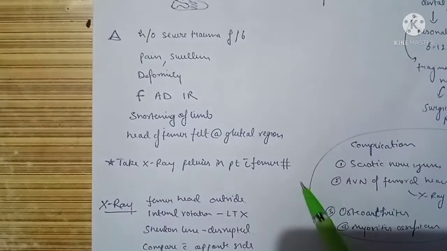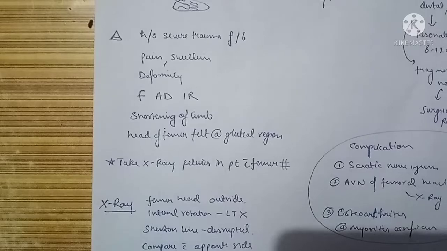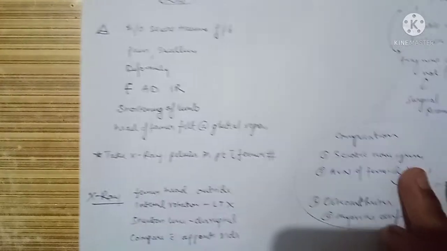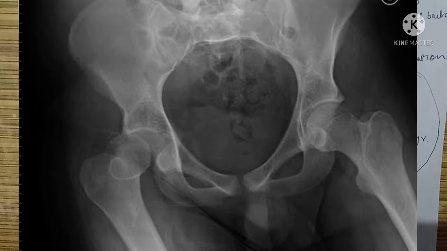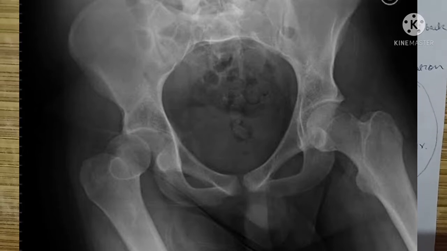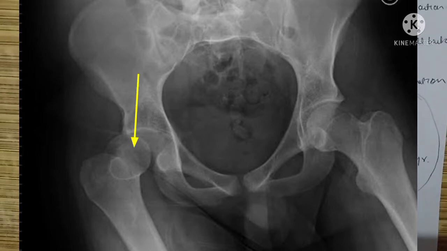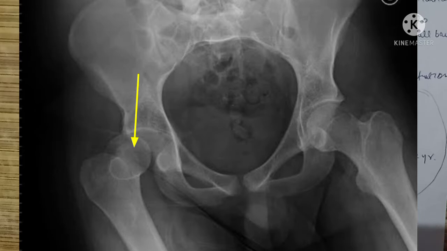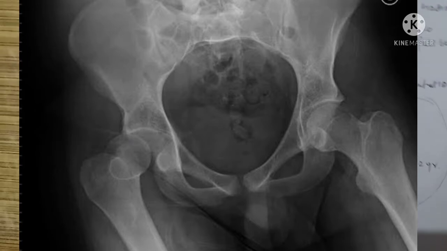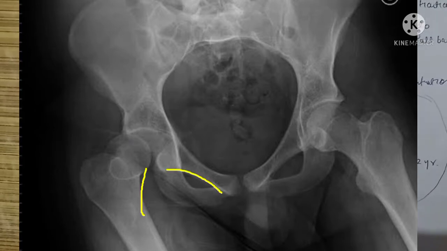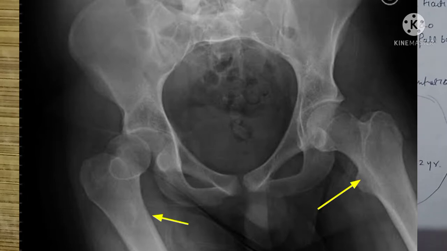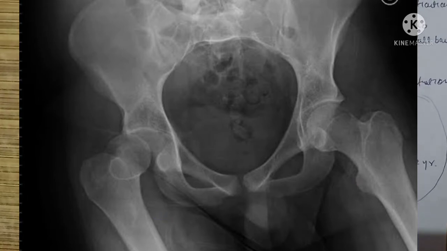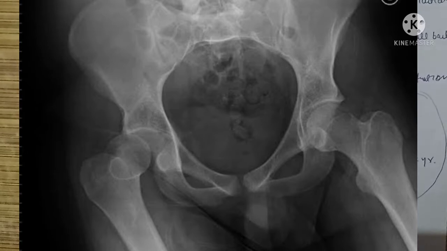So in a patient presenting with femur shaft fracture we should take an X-ray of the pelvis too. In the X-ray of a patient with posterior dislocation, we classically see that the head of femur is outside of the acetabulum. That is the first finding. The second finding is that Shenton's line on the side of dislocation will be disrupted. And the third thing is that due to internal rotation of the femur, the lesser trochanter is less visible. You should compare it with the normal side too.